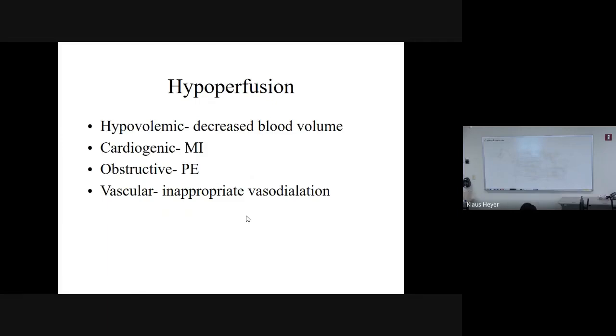Hypoperfusion is shock. So when your body goes into shock, you're not oxygenating your tissues. That's hypoperfusion. You're not perfusing your tissues. You're not getting enough oxygen.